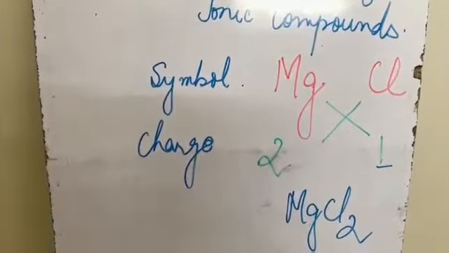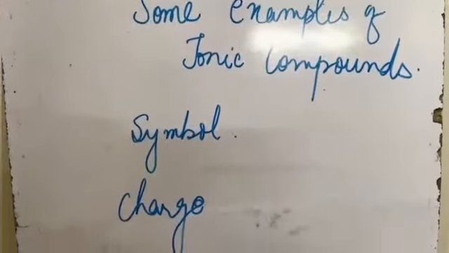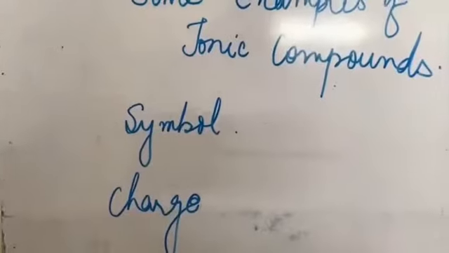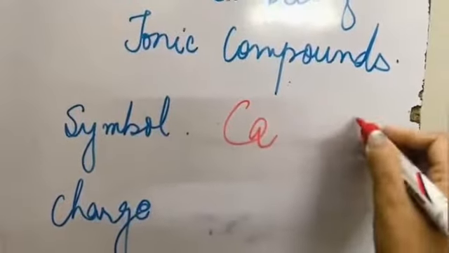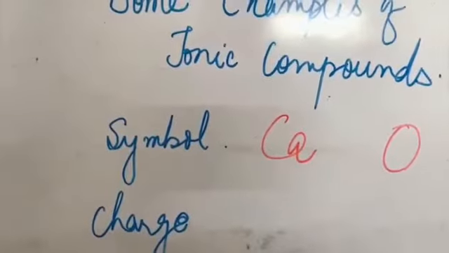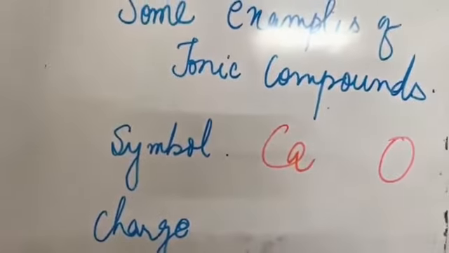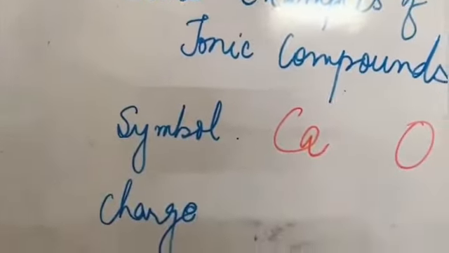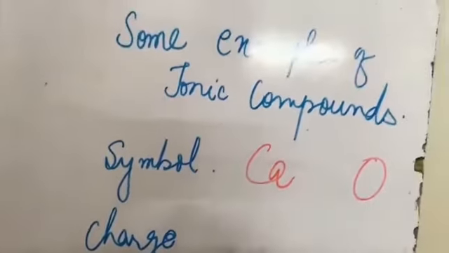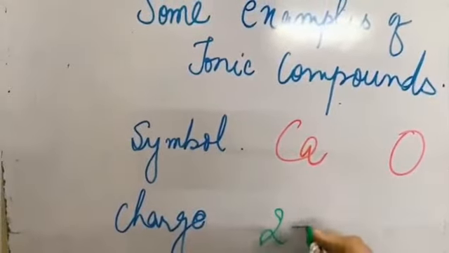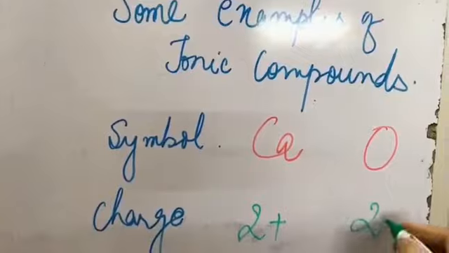We will take another ionic compound again. This time, calcium oxide. So calcium oxide. The symbol of calcium is Ca and the oxygen symbol is O. Now we'll put the charge. What is the valency of calcium? It is 2 plus and oxygen 2 minus.